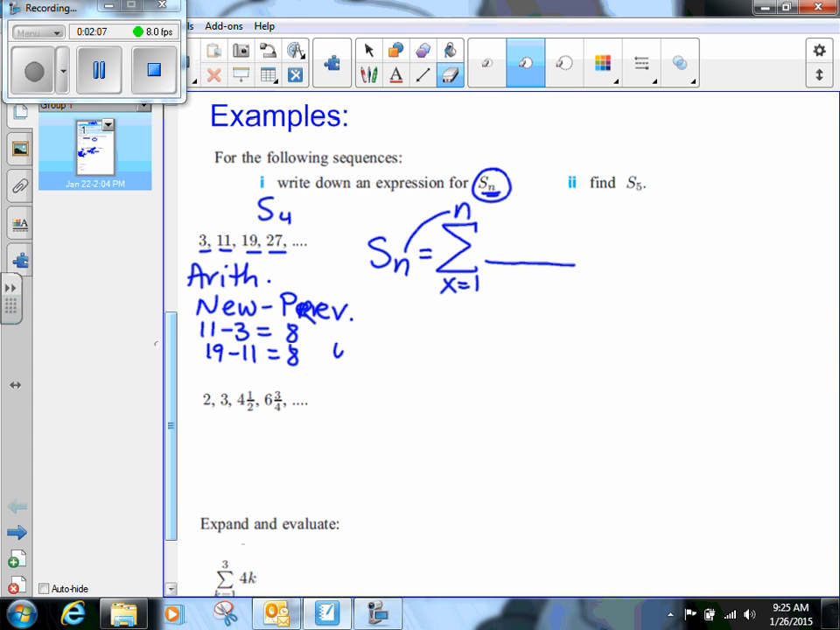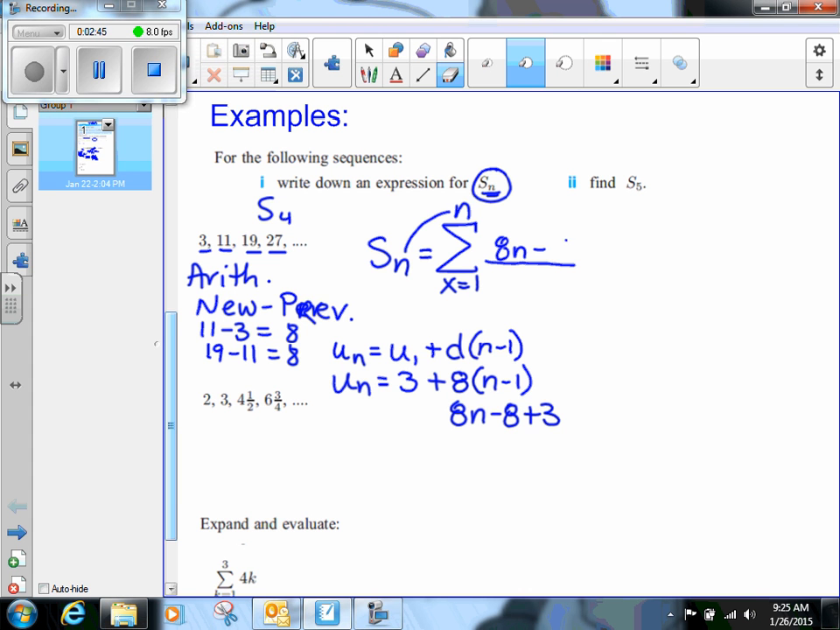So for the rule, we would say u sub n equals u1 plus the common difference times n minus 1. The common difference in this case is 8, so I'm going to replace this with an 8. And then n minus 1, I'm just coming up with a general rule, and then I'm going to substitute in the first term, which in this case is 3. So the rule u sub n is 3 plus 8 times n minus 1, and I'm going to want to simplify that. So this is 8n minus 8, but then I want to add that 3, so the rule that's going to go here is 8n minus 5.